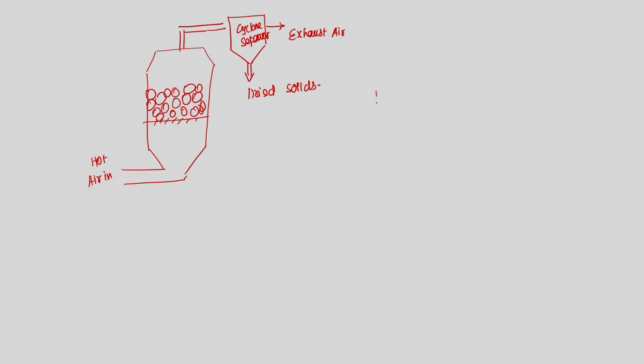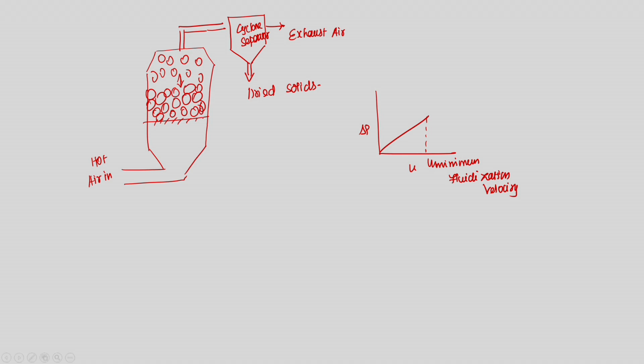So, what happens here is, if you draw a graph between velocity versus del P, this is a linear line. Once it reaches the minimum fluidization velocity, the solid particle starts fluidizing along with the air. So, this is the second condition. When the minimum fluidization velocity of the particle is reached, it starts fluidizing along with the flowing air current. Then it goes to the cyclone separator where your air and dried solids are separated. That is the way you get the dried solids.